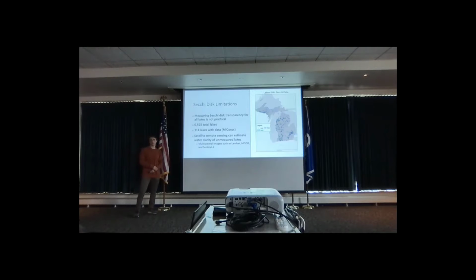Secchi disk depths are limited in their coverage, however, because it's not practical to measure all areas. For example, Michigan has 6,525 lakes that are over 4 hectares, but only 314 of those lakes have data that have been submitted to Michigan's water monitoring program. This map here is similar to the one above, where the points show lakes with data, but the blue areas show all the lakes in general. As you can see, there are lots of areas where there are no actual Secchi disk measurements.